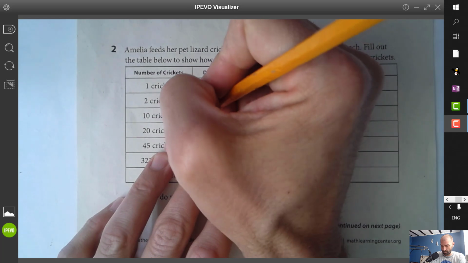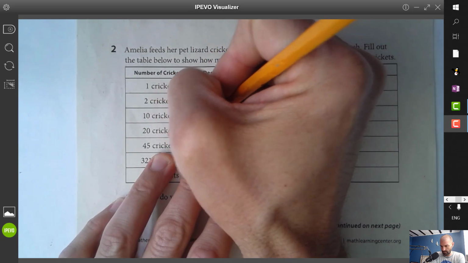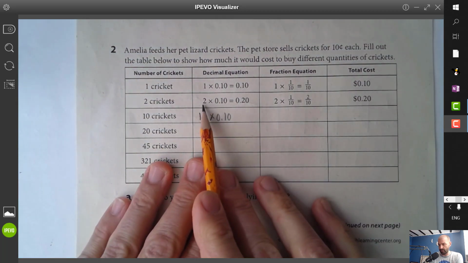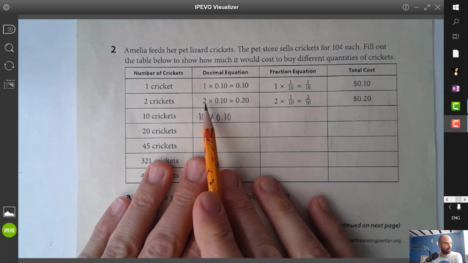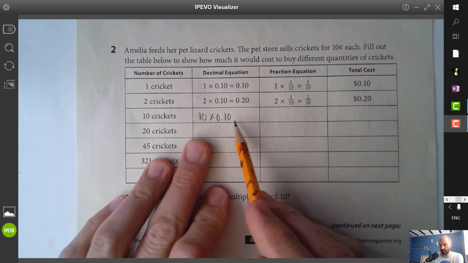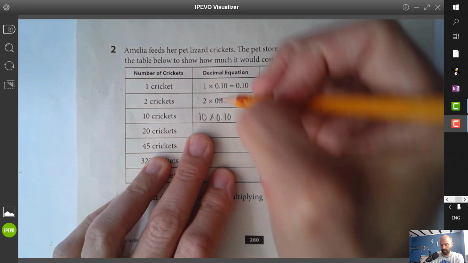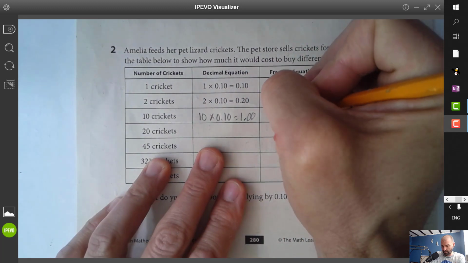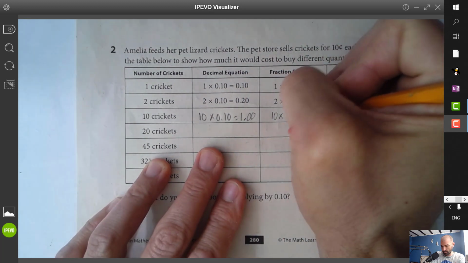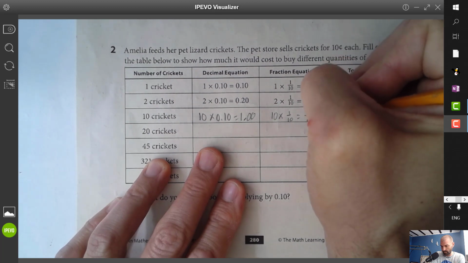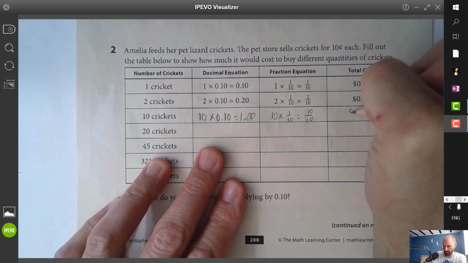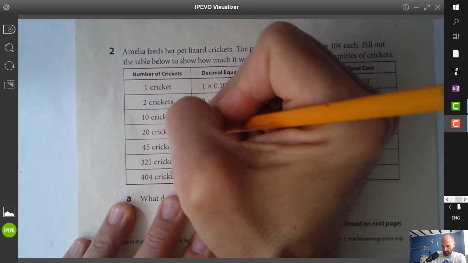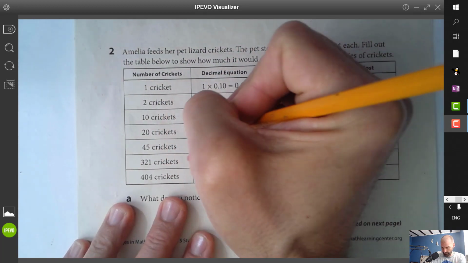All right, so let's do, so we got 10 times 0.10. And again, this one, they're shifting over 2 spots, or just 1 spot, right? So if I think of 10/10ths, that's going to give me 1 whole. All right, so that's 10 times 1/10. So check that out. It's 10 over 10, which is what? 1 whole. So that's going to be $1. All right, 20 crickets. That's double, right? So that's going to be 2.